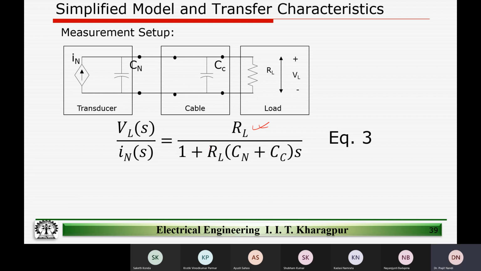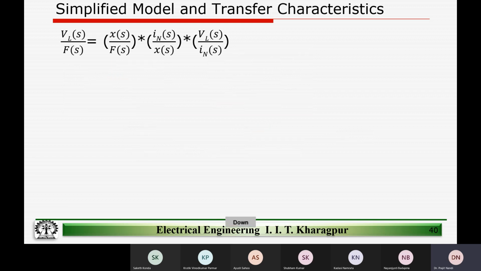RL divided by 1 plus. So these two come in parallel. IN anyway is my input source. So the amount of charge that flows into RL will be related to the relative impedance offered by RL and the equivalent impedance seen by this. So this should be straightforward again, right? You can write the loop equations and solve it if you want, but this is how it will be, not a big deal, right?